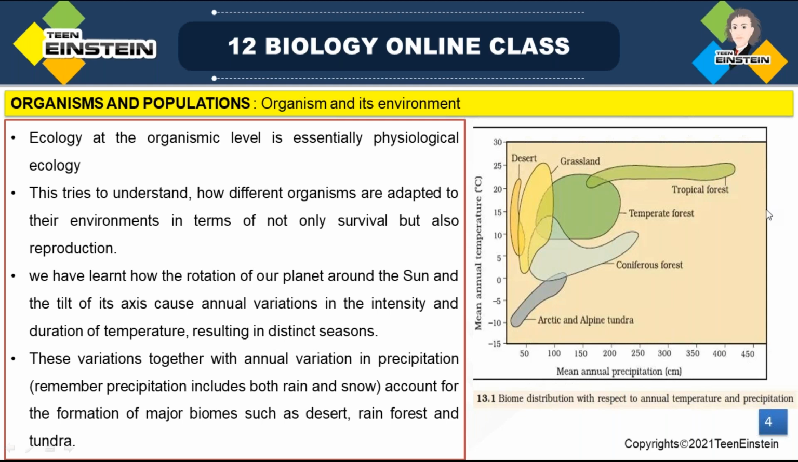Then Arctic and Alpine tundra. Among these, this is the biome which shows the lowest mean annual temperature, a low range. It is shown by Arctic and Alpine tundra, right? See, from this graph, we have so much to learn.